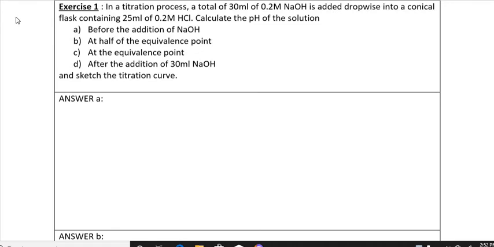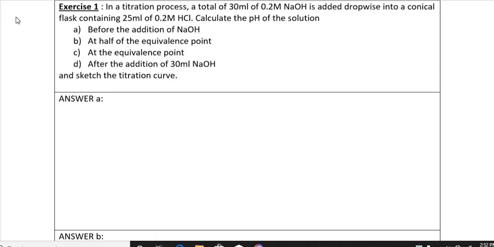Assalamualaikum, selamat sejahtera. We continue about 7.2 acid-base titration. Now I want to show you the acid-base titration in quantitative. That means we want to calculate the pH of the analyte after titration, before titration, and sketch the titration curve based on the pH that we have.